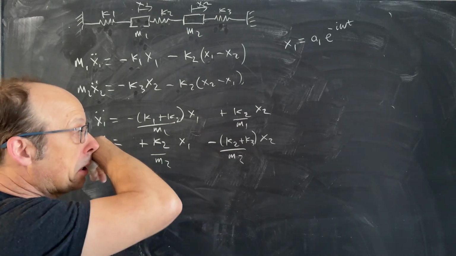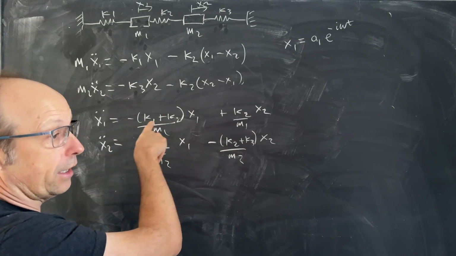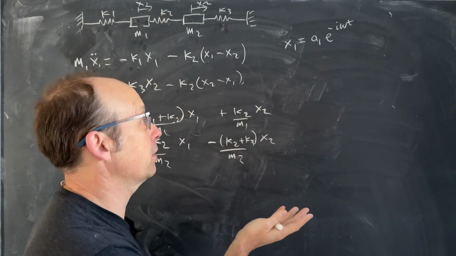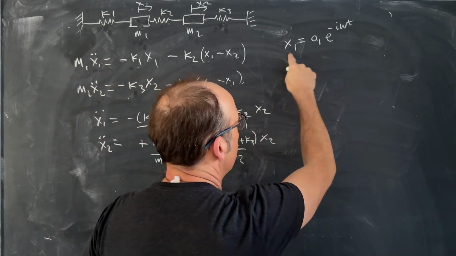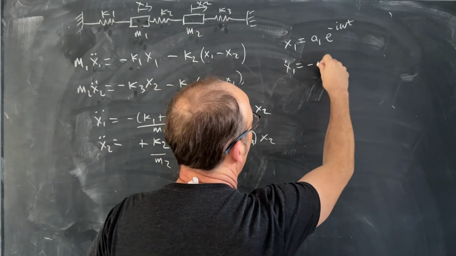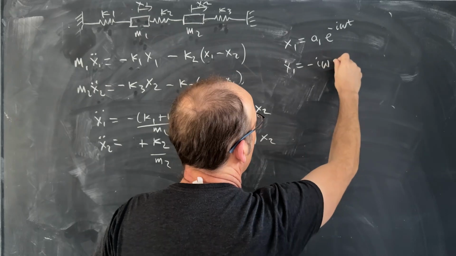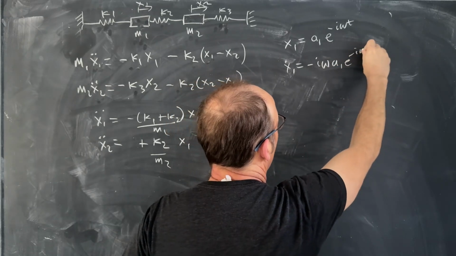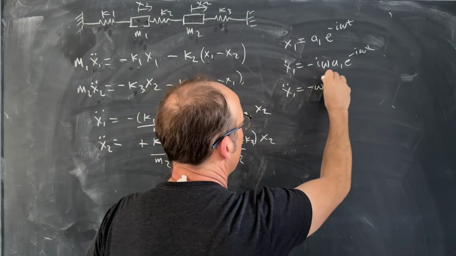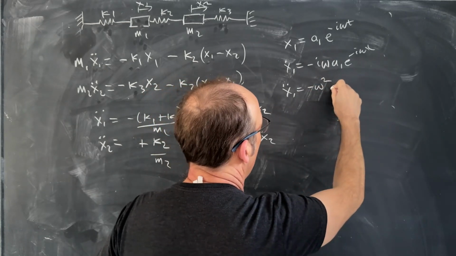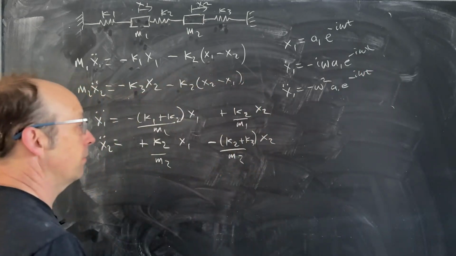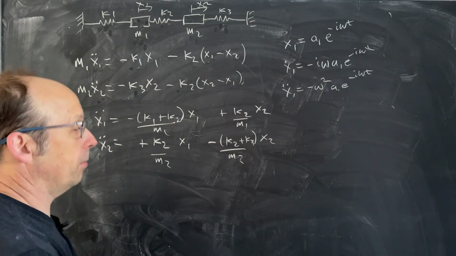Is that a solution to this kind of equation? Well, we already said that it was. We did that before, right? We saw that we have sines and cosines. So let's just double check. If I take x1 dot, that's going to be negative i omega a1 e to the negative i omega t. x1 double dot is going to be negative omega squared a1 e to the minus i omega t. So I'm going to get that negative omega squared term in there.